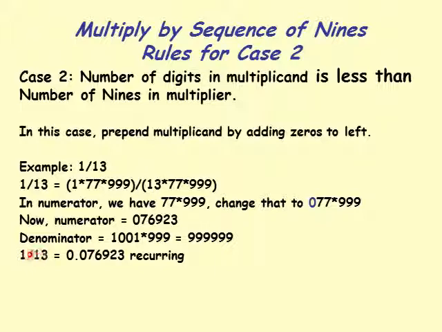So the recurring number equivalent of 1 over 13 is 0.076923. So 6 digits divided by a sequence of 6 nines is the fractional equivalent of a recurring number, and the recurring number is 0.076923.